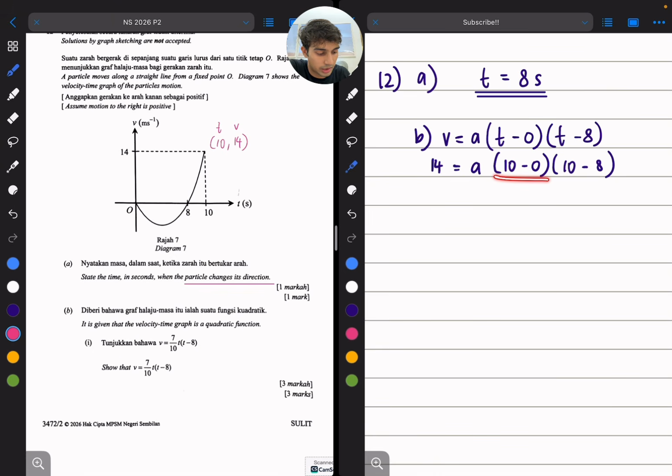Then here you can solve a. So 10 minus 0 is 10. 10 minus 8 is 2. 10 times 2 is 20. So 20a equals 14. Therefore a is 14 over 20, which is basically 7 over 10. So we can rearrange this and say v is 7 over 10. T minus 0, you just write t.